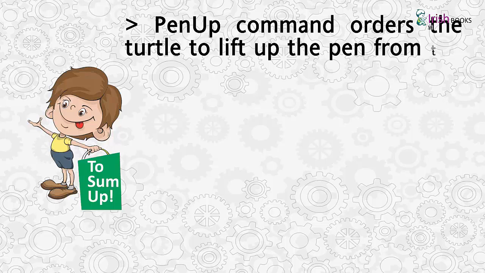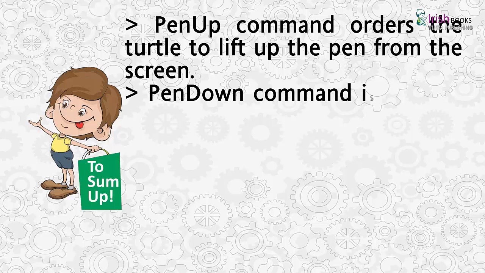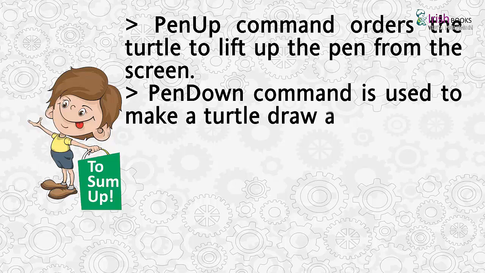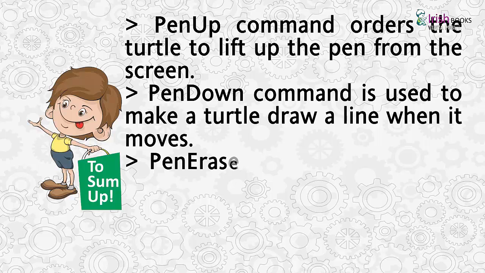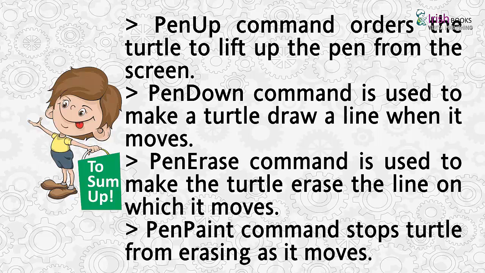Pen up command orders the turtle to lift up the pen from the screen. Pen down command is used to make a turtle draw a line when it moves. Pen erase command is used to make the turtle erase the line on which it moves. Pen paint command stops turtle from erasing as it moves.